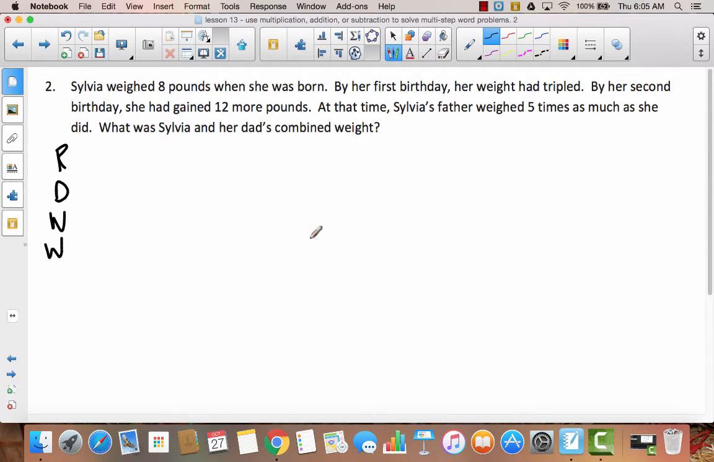That's a lot of information. Let's go back and just try to draw it one part at a time. So let's start with S for Sylvia. And it says when she was born, she weighed 8 pounds. Okay? By her first birthday, her weight had tripled. So remember what tripled means. Triple means that she weighed 3 times as much. So I'm going to add 2 more 8s. So now here we have her weight has tripled. By her second birthday, she gained 12 more pounds. So that means we're going to add a 12 here. Follow me? She weighed 8 pounds, her weight tripled, and then she gained 12 more pounds.